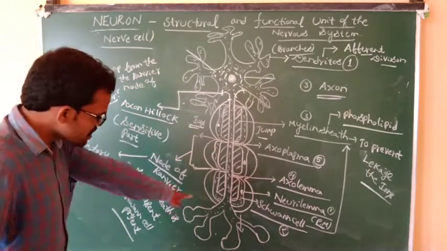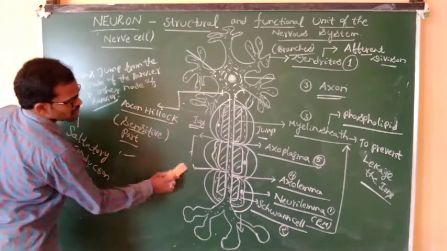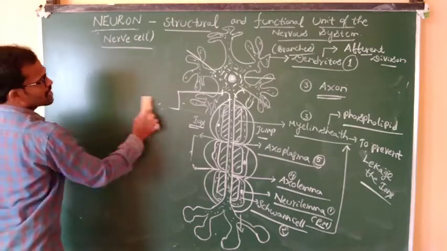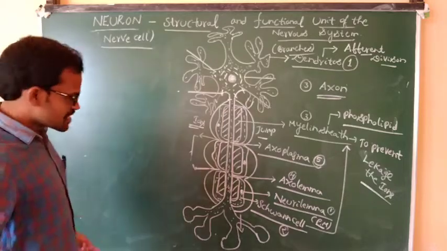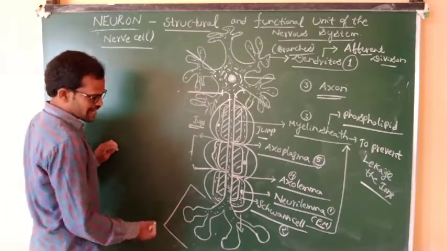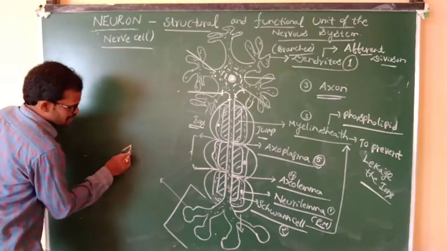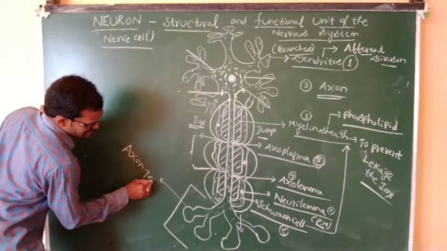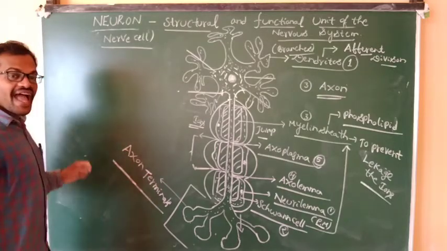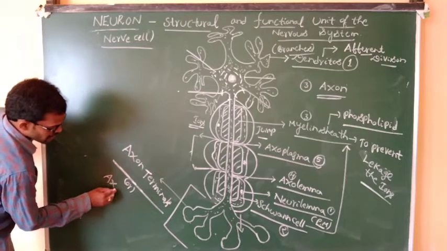Okay, coming to the next one. After the axon, there are the axon terminals. These are nothing but the axon endings. What is the name? Axon terminals.